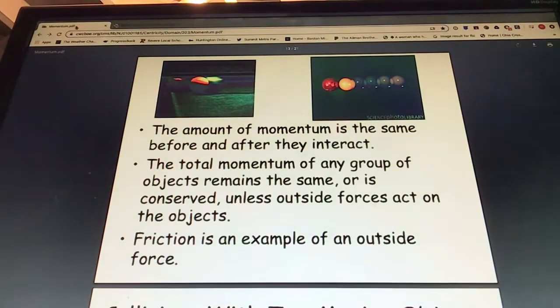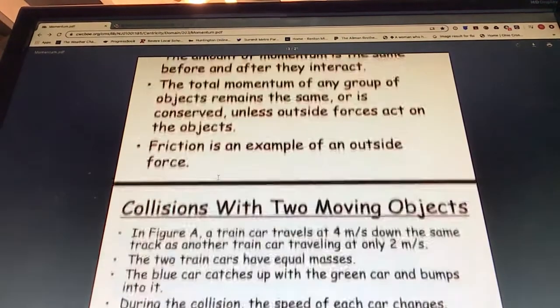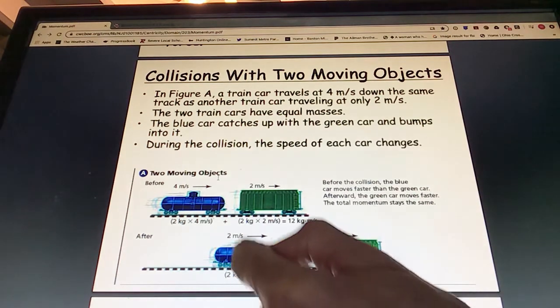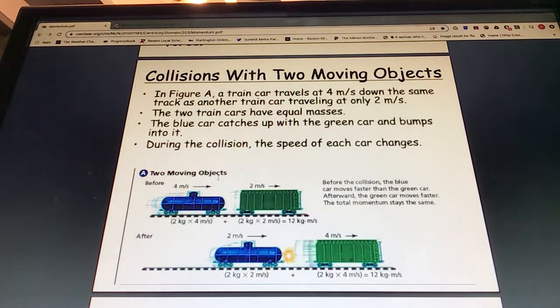Okay, last thing, guys. In your book, they have some examples of these collisions with these little train cars. They give you the mass. The blue one has a mass of 2 kilograms, and it's traveling 4 meters per second. So its momentum would be 2 kilograms times 4 meters per second, which gives you a momentum of 8.